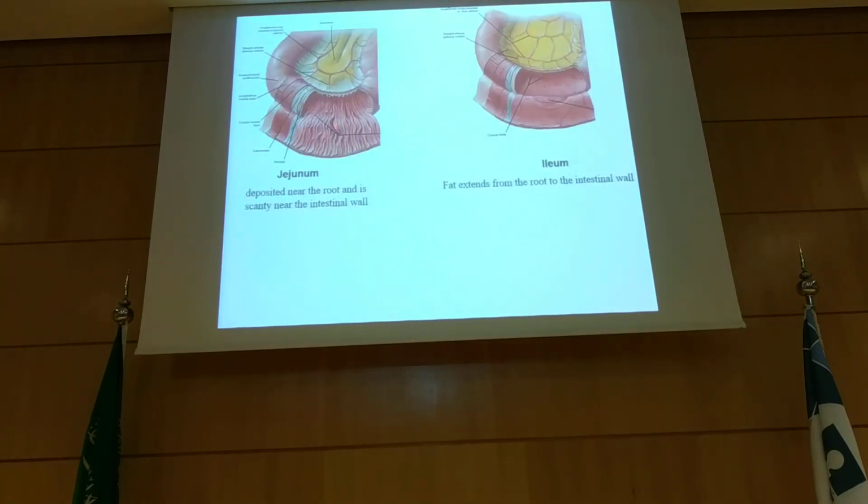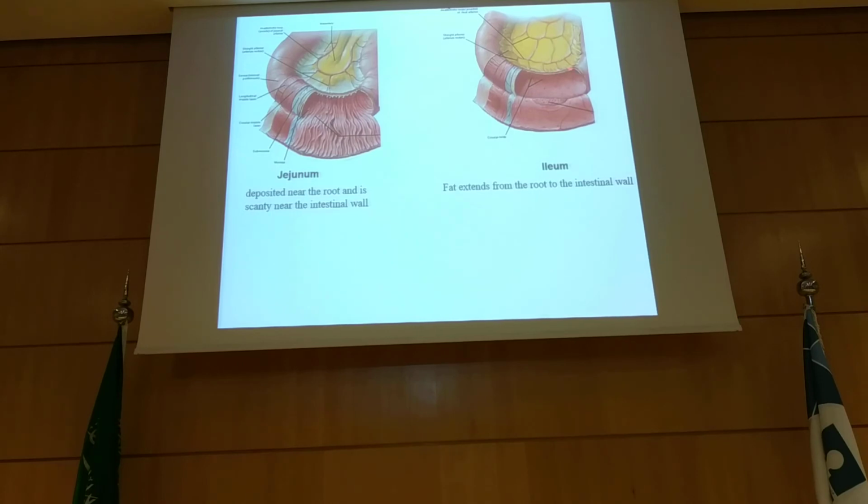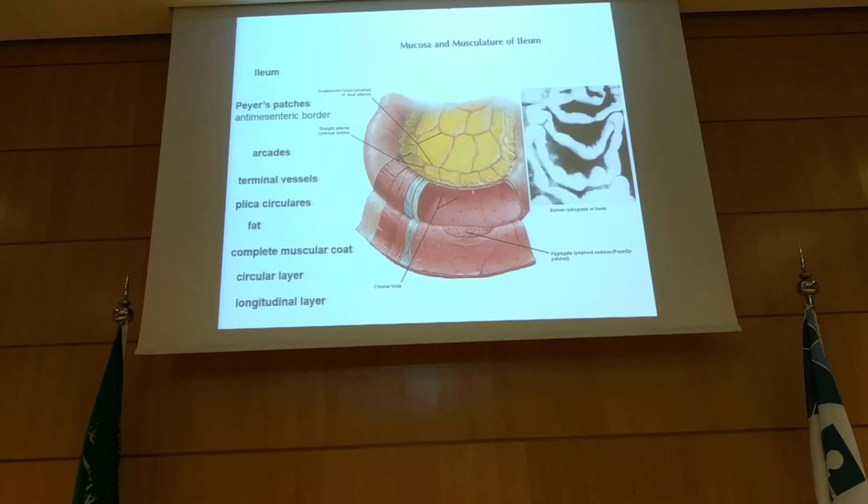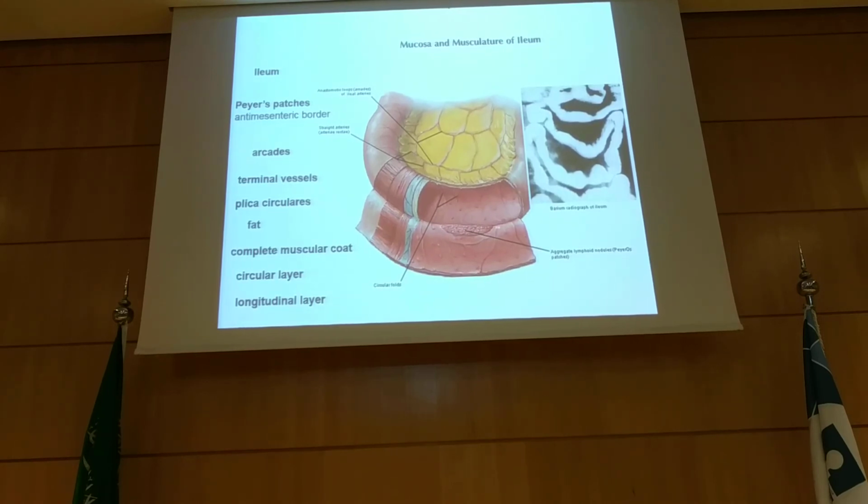The third difference is that fat in the mesentery, in the area of the duodenum, does not reach the intestinal wall. In the area of the ileum, it reaches the intestinal wall. The way to test it, you put your hand behind the mesentery. If you can see your hand, that is the duodenum. Now, additionally, in the ileum, we find these structures.